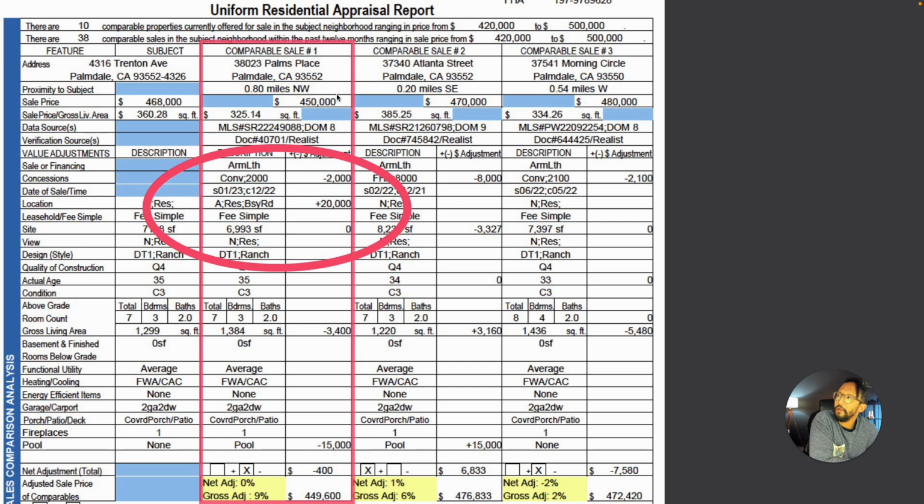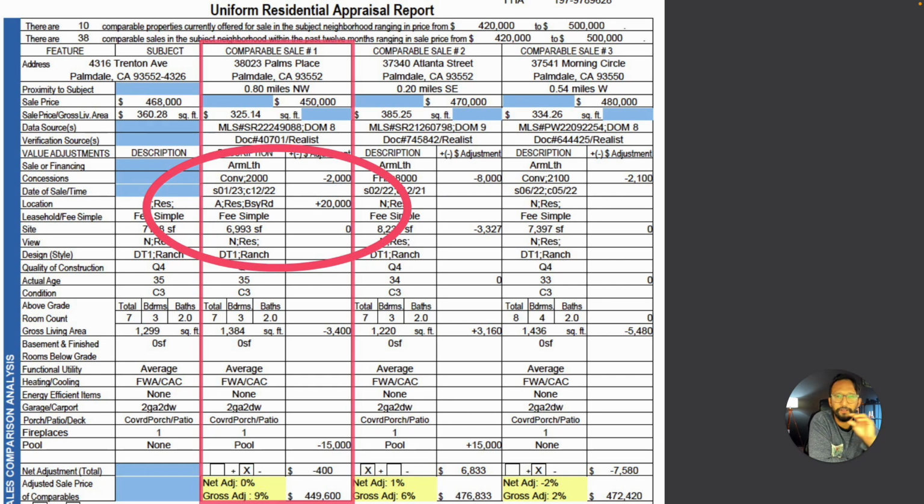So remember, these comparables are all being compared to our subject property. That is what matters. This one closed at $450,000. What the appraiser is saying here, and the reason why they added $20,000, is because this property closed at $450,000 with the busy road being behind it. The reason they added this $20,000 is because the appraiser is saying, if there was no busy road behind it, this property is worth $20,000 more.